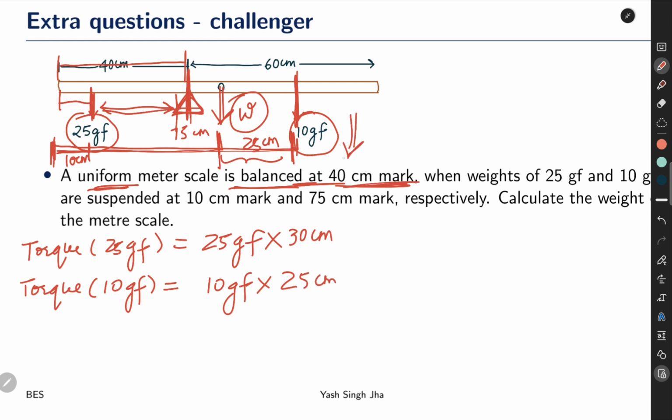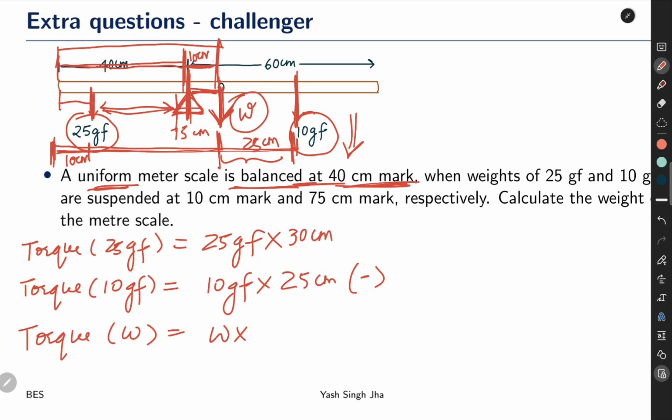Now it is clockwise. It tries to rotate the body clockwise, so it is negative. Torque due to weight of the body is force times what? The distance of the force, the weight, to the axis of rotation, this distance. From here to here is 50, here to here is 50, here to here is 40. So this distance is 10 centimeters, clockwise, so negative.